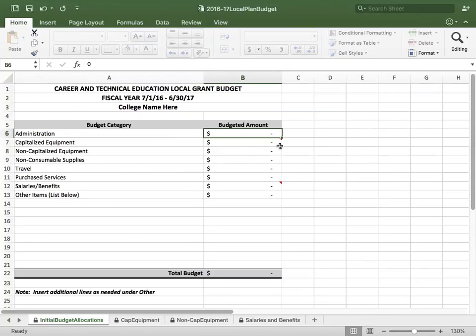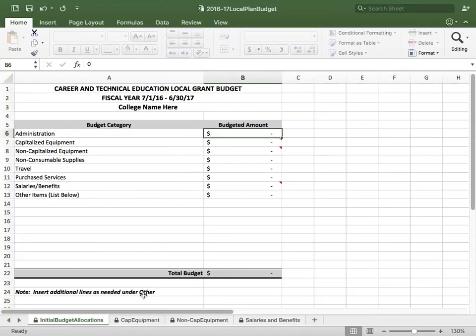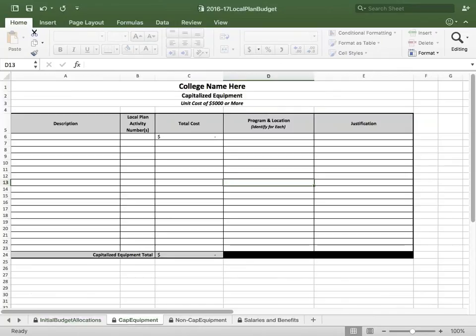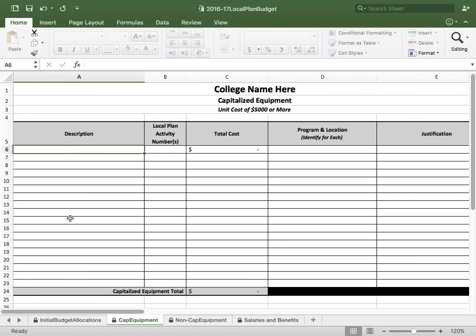Especially our medium to large size schools, that's something you may want to consider. So then, moving down the list, your capitalized equipment, those are your big ticket items. Now notice if I try to click here, it doesn't let me. That's because down here at the bottom we have another worksheet, and we need some more information regarding your equipment. What you'll give us is a brief description of the piece of equipment, and you have to cross-reference it with your local plan. So those activity numbers that were on your local plan, for example 2.3, you would put in what local plan activity numbers this is addressing, the anticipated cost, and then tell us the program and location.